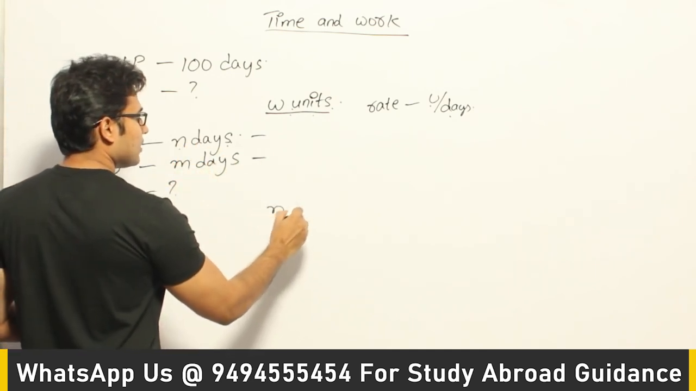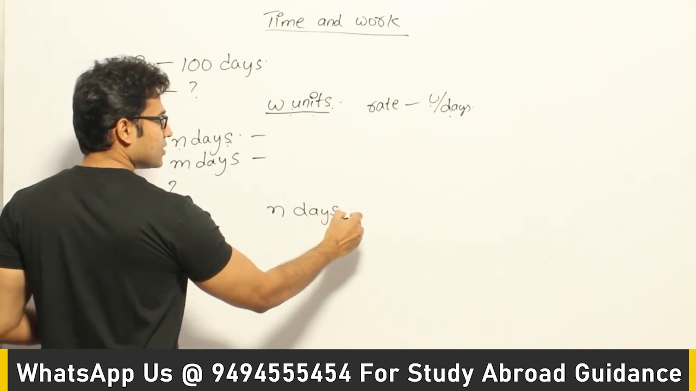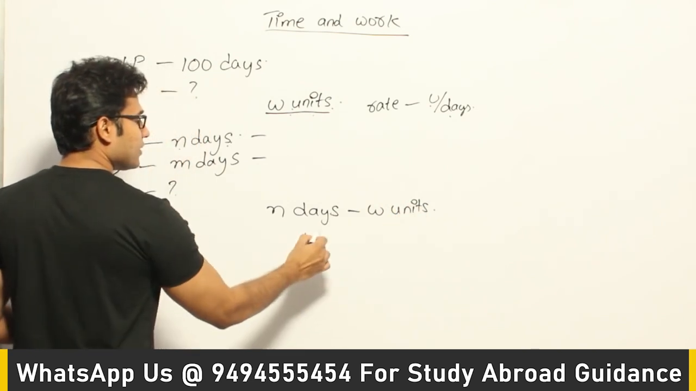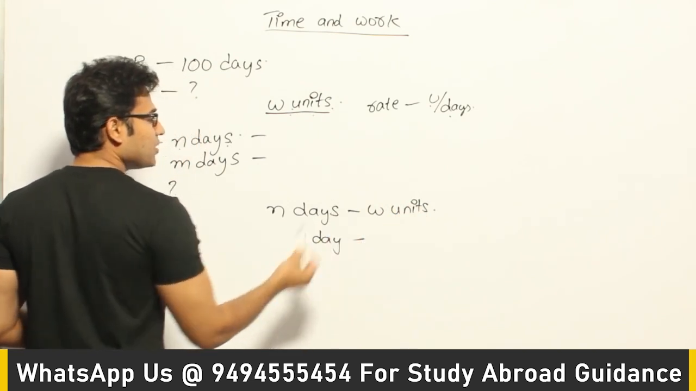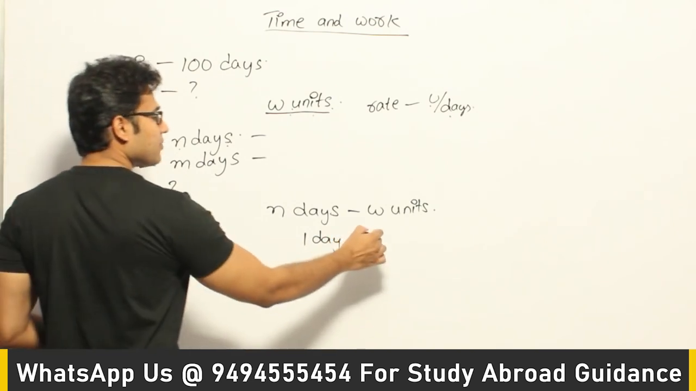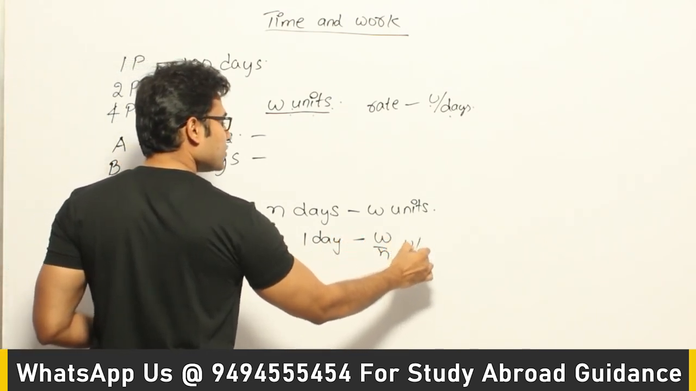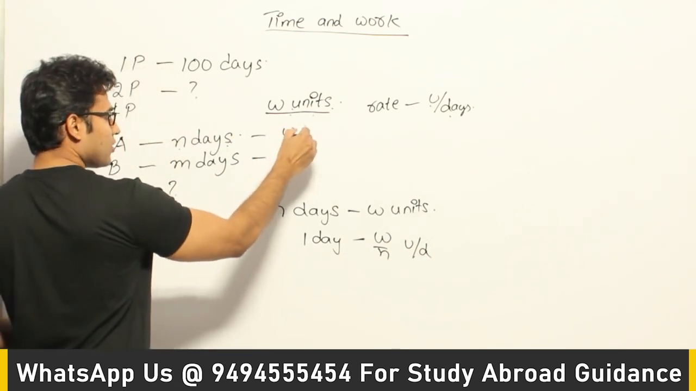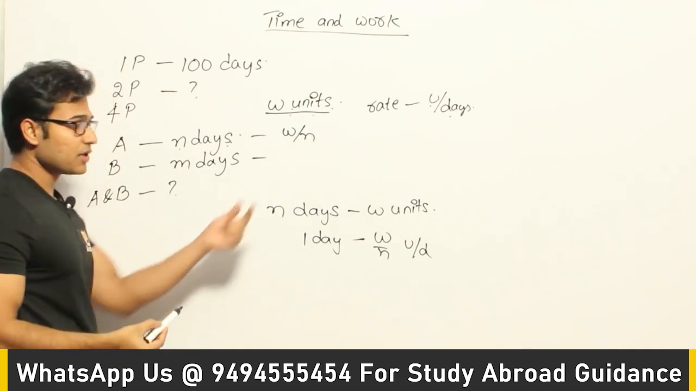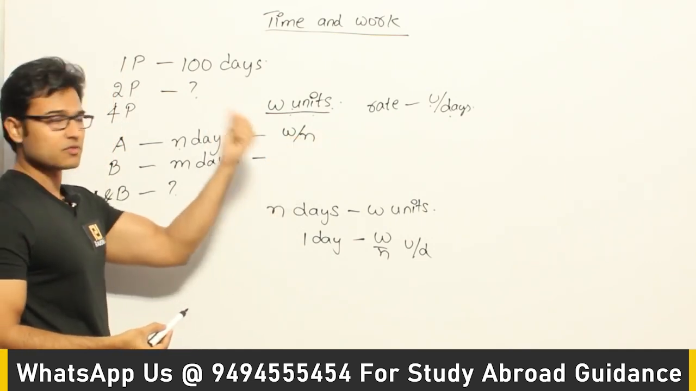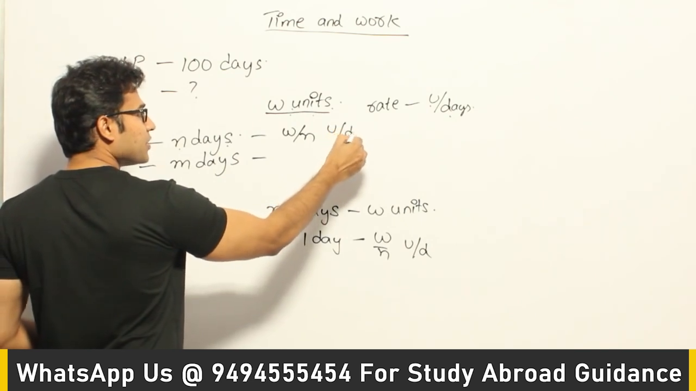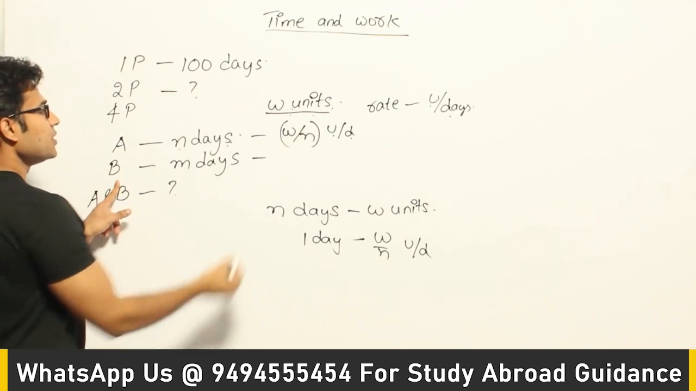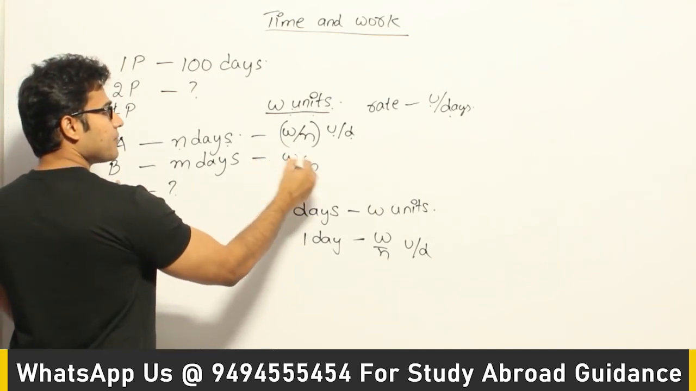See this, in n days A is able to finish W units, right? Then in one day how many units will he be able to finish? It is nothing but W by n units per day. That is called the rate. Now I'll find out the rate. So the rate of A is W by n. In one day, if we let him work, he'll be able to finish this much work, right? That is the meaning of units per day. In one day, these many units. How many units? W by n. Similarly, what about B? W by m.